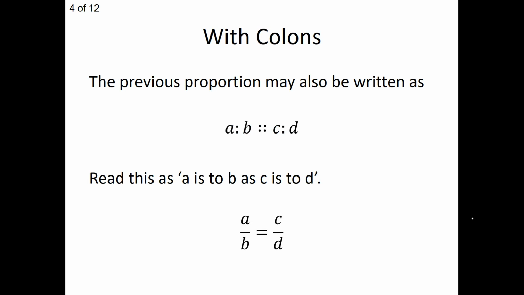Now, a proportion can actually be written in colon form as well. You may not have seen this form. In colon form, we use a single colon to separate the two quantities, but we use a double colon to separate the two ratios. So it's A colon B double colon C colon D. Now, we don't read it like that. We don't actually read the colon. We read it like this: A is to B as C is to D, which is really the same as fraction form A over B equals C over D.